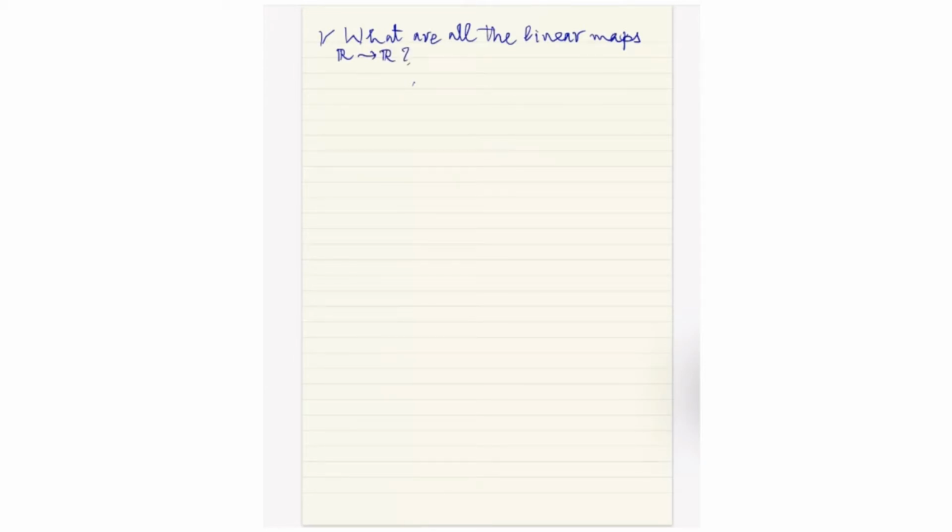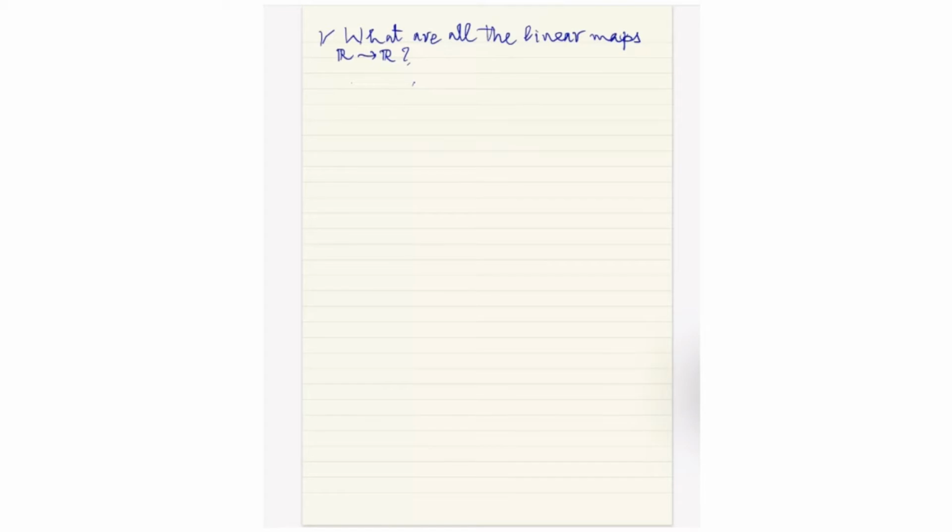You know, R is a vector space over itself, right? Isn't it? So what are the linear maps from R to R? Give me one linear map to start with, then we can try to find all the linear maps. I'm just asking for one linear map from R to R to start with. Sir, identity map.